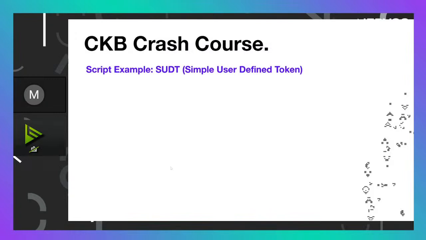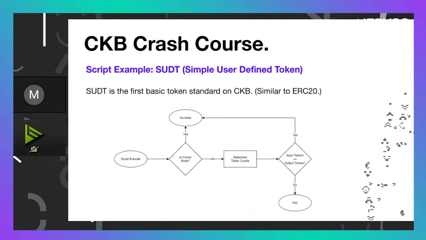Okay, so script example. Let's look at SUDT. This is the simple user-defined token. SUDT was the first basic token standard on CKB, similar to ERC20. It's about as simple as you can get in terms of a smart contract that actually has a real purpose. It's not just, for example, the number counter that I gave earlier. That's a contract that has no real purpose in real usage. But SUDT is the token standard that is active right now on Nervos's mainnet, and we use it for DeFi and all that kind of stuff.